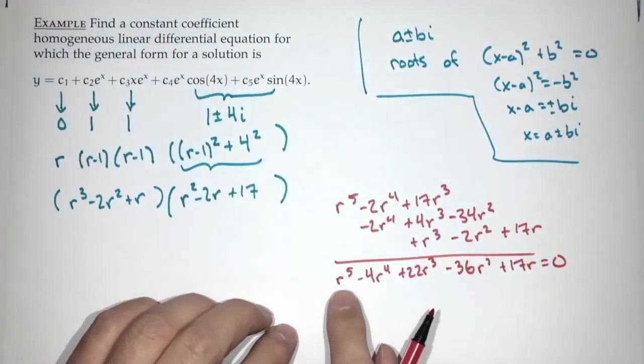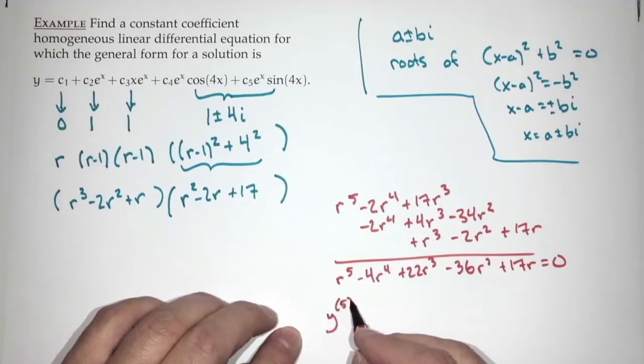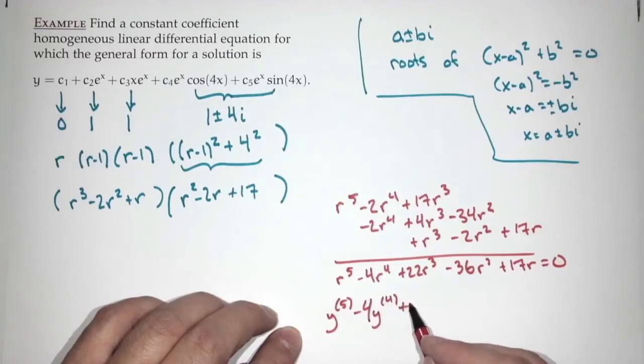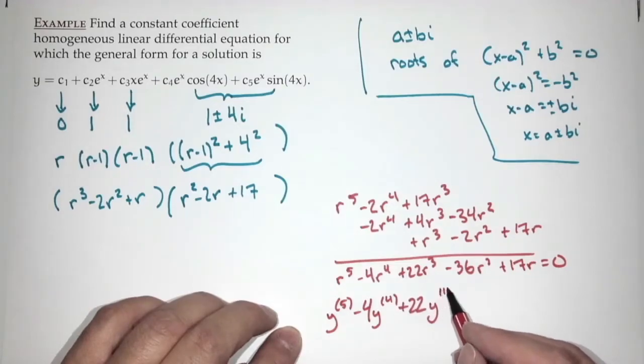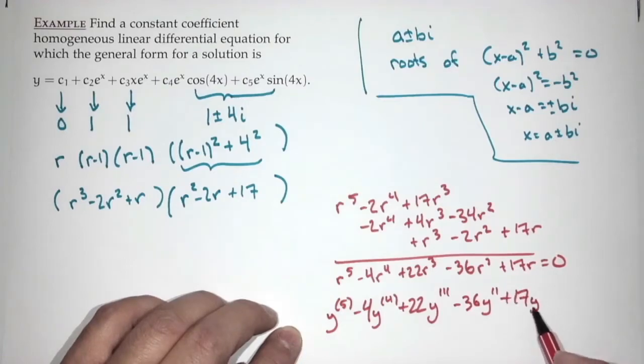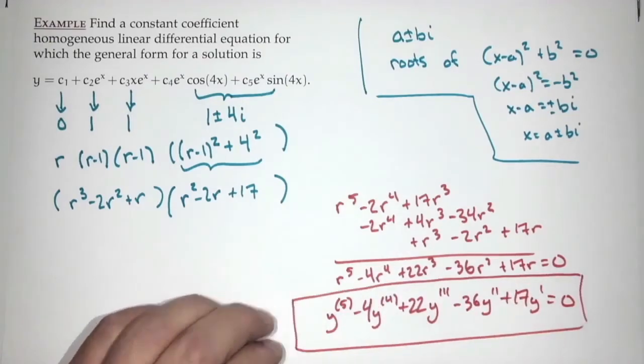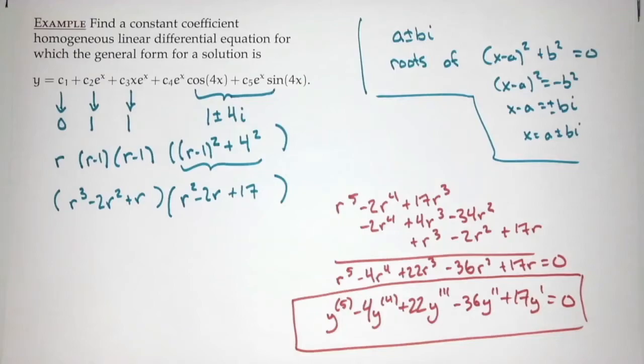So, what is our differential equation? r to the fifth becomes y fifth derivative. Minus 4, y fourth derivative. Plus 22, y third derivative. We can switch to triple prime now. Minus 36 times y double prime plus 17 y prime equals 0. And we got it. That's it. That's our differential equation.